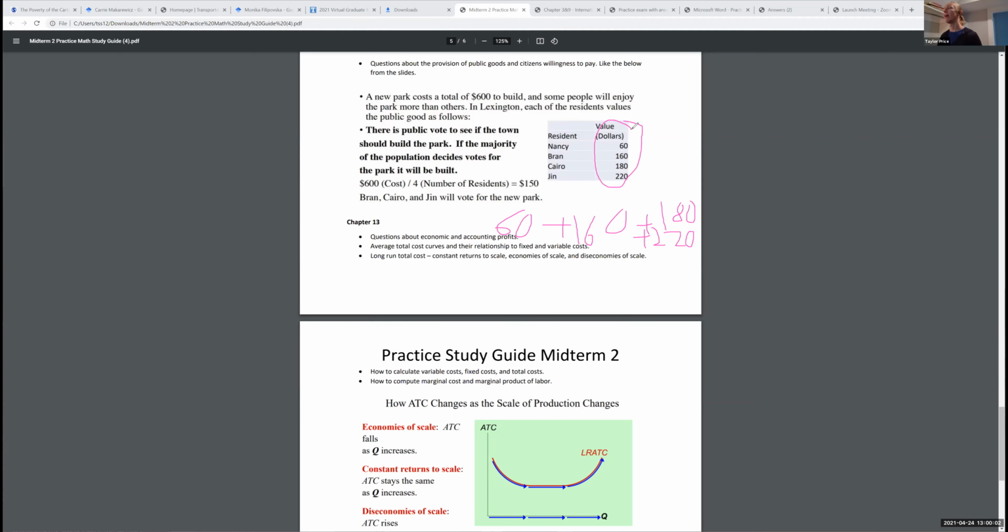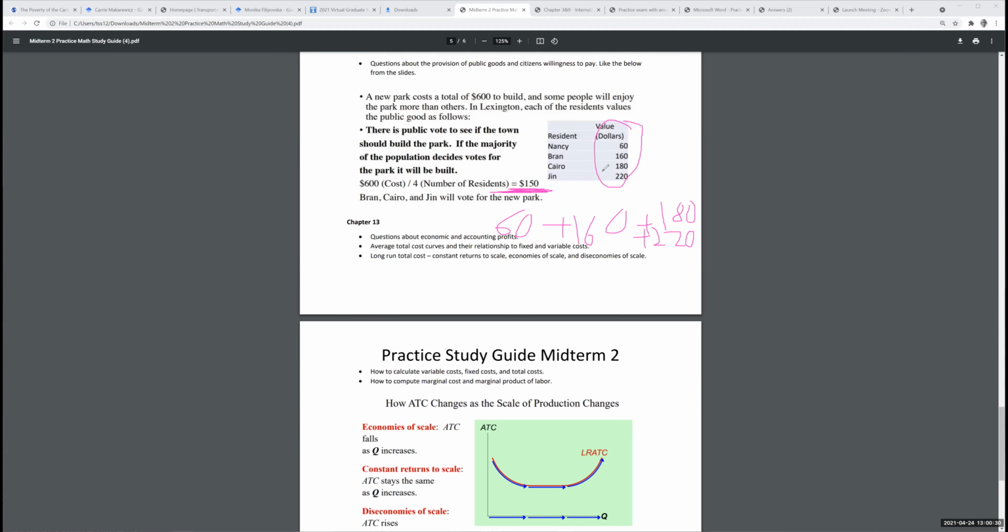Yeah, exactly. And for this one specifically, because residents are voting, it's not so much concerned with the total surplus, but the surplus that each resident gets compared to the cost per resident, which in this case is 150. So as long as 3 out of the 4 people have a value greater than 150, then they will vote for the park to be approved.